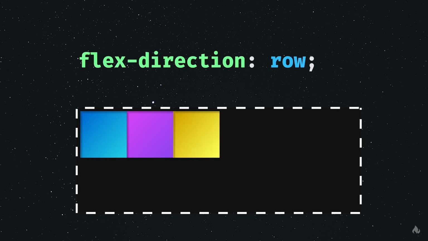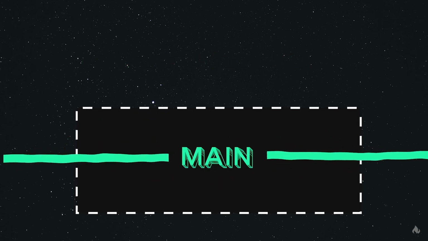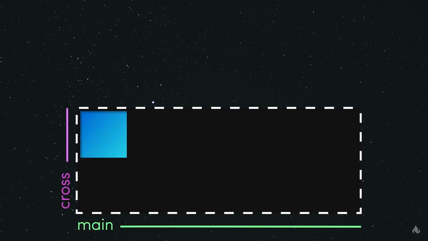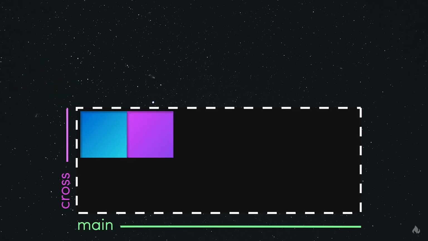By default, the flex direction is set to row, and a row has a main axis that runs horizontally and a cross axis that runs vertically. If we add items to the row with a fixed width, they'll sit in the top left corner. That's because the main axis starts at the left and the cross axis at the top. The items will be laid out one after the other from the main axis starting point.